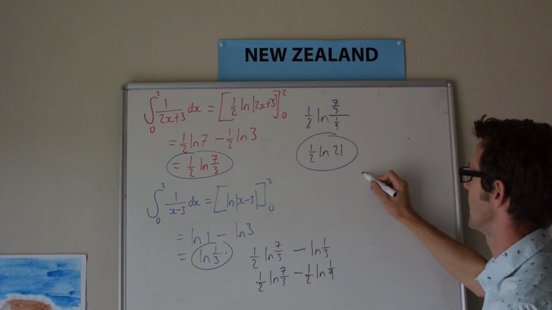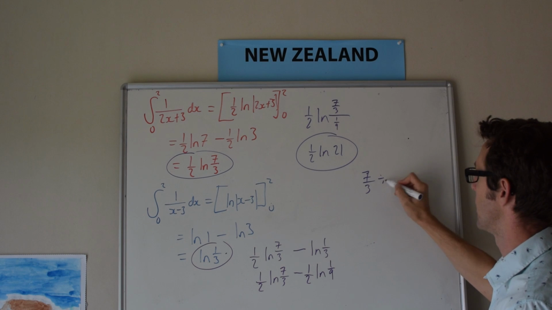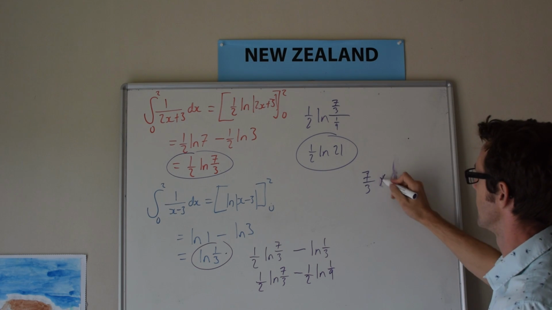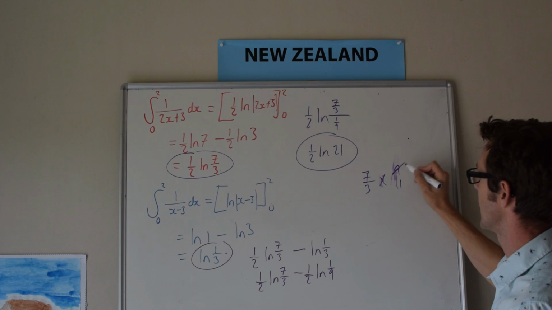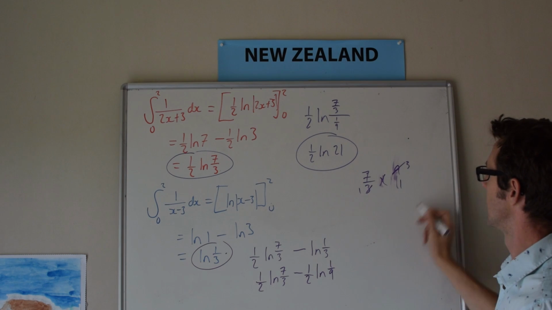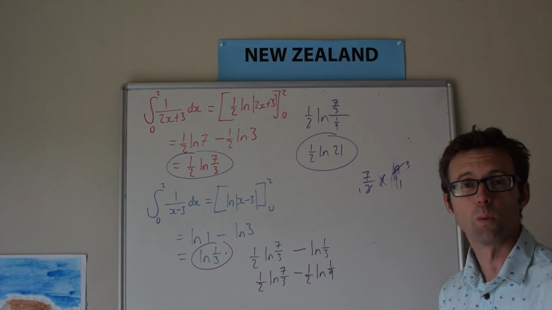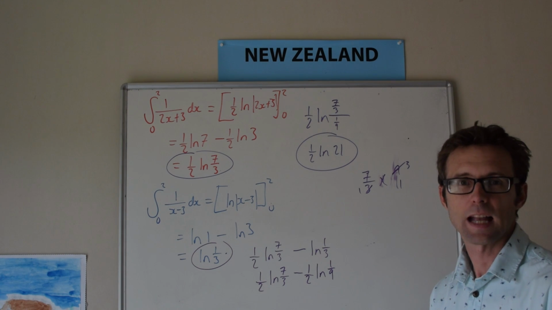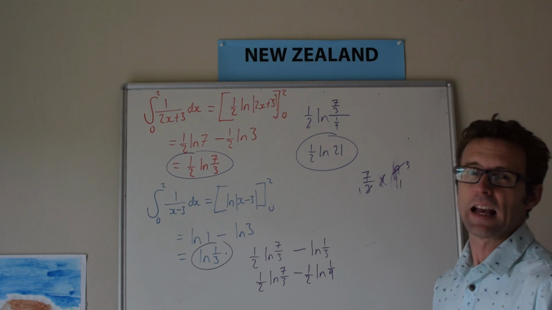You can just check that. You can go 7/3 divided by 1/9 is the same as 7/3 times 9/1. Cancel, cancel. 3 7s are 21, 21/1. Okay, so I hope that helps you understand how that one works. A couple of tricky ones there.